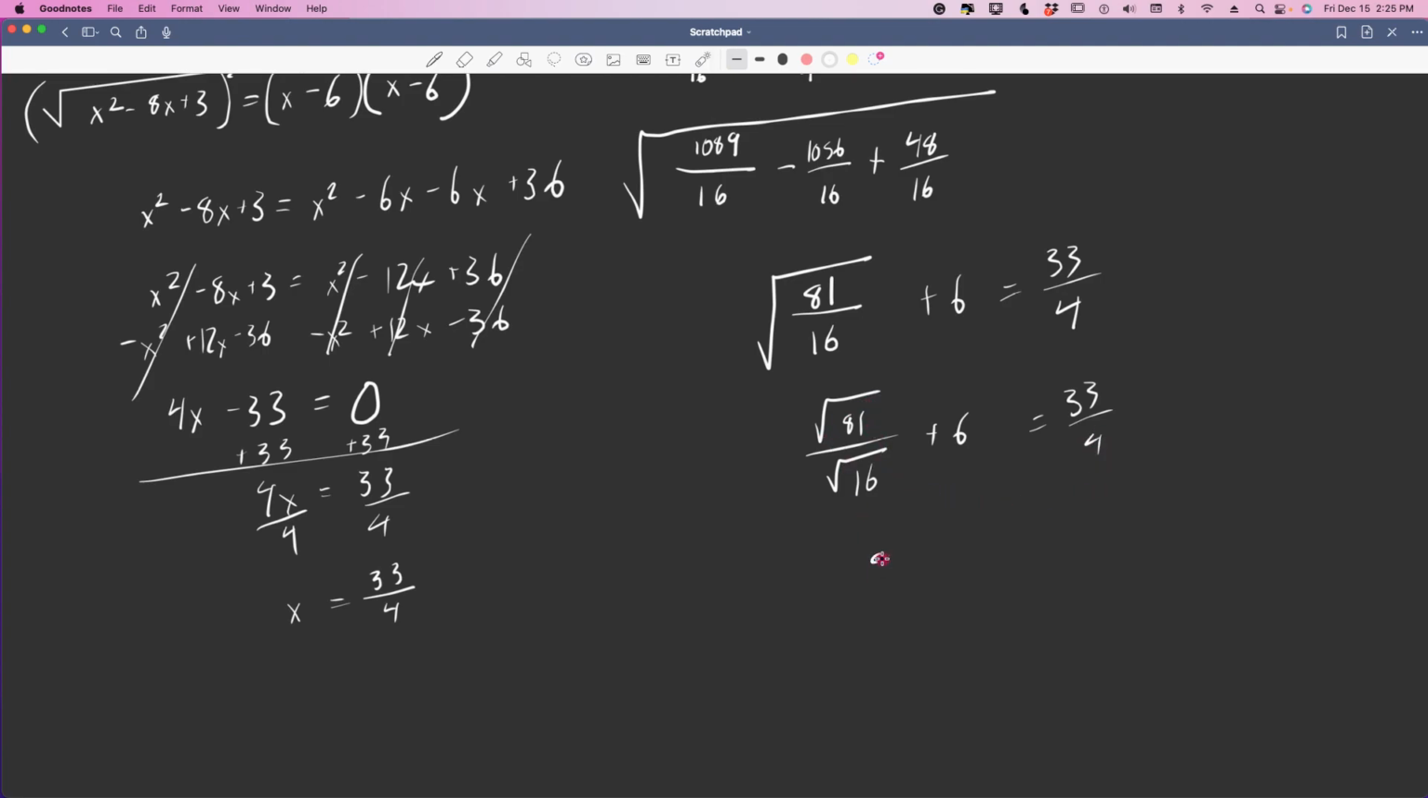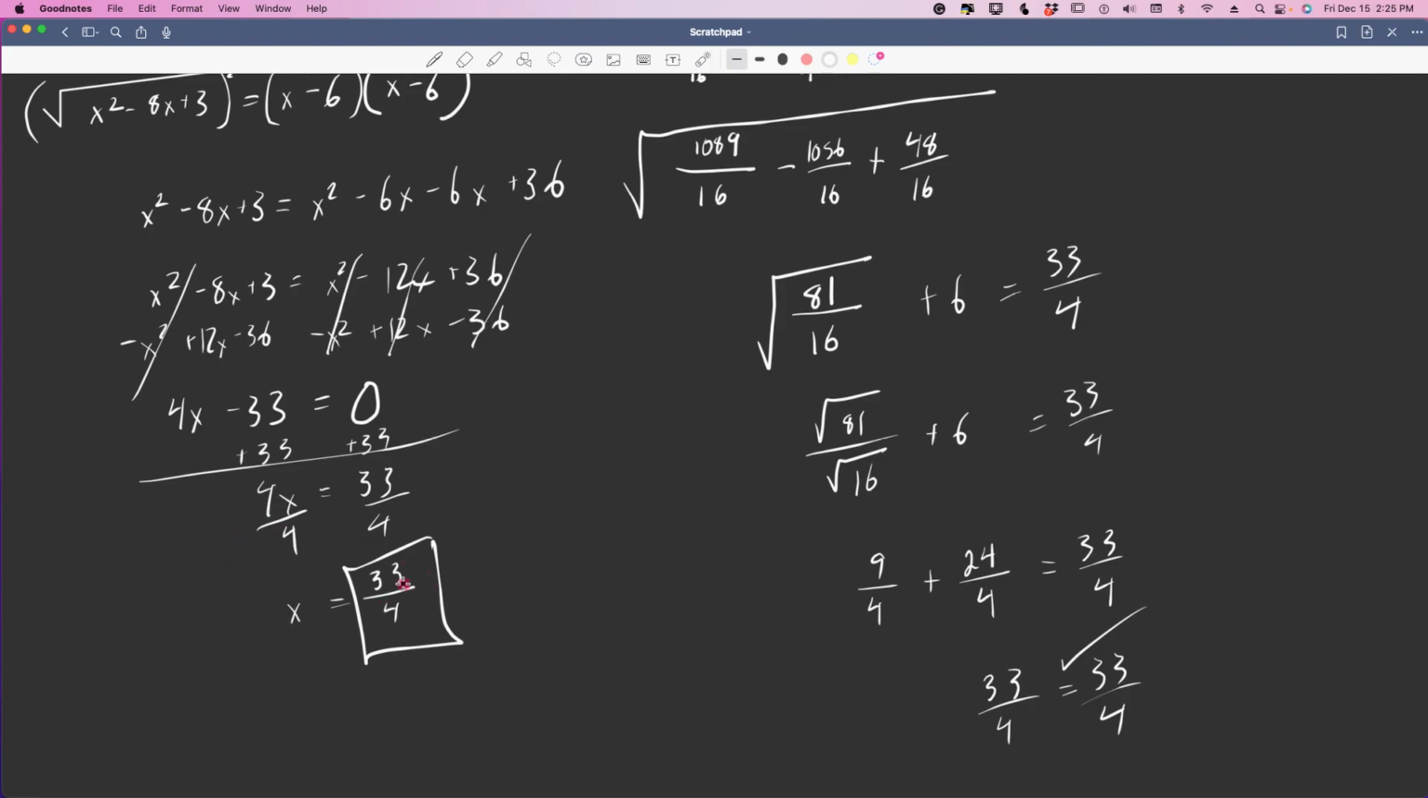That would be 9 over 4 plus 6. If I multiply this and get a common denominator here, 4 times 6 is 24 over 4. Guess what? 9 plus 24 is 33 over 4, which is equal to 33 over 4. So yes, this is the correct solution because it does check out.